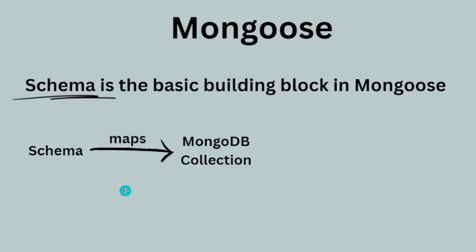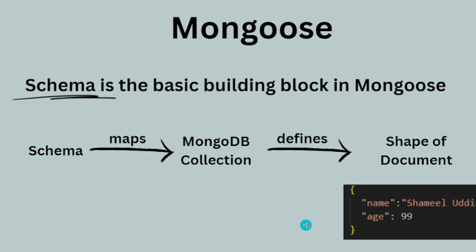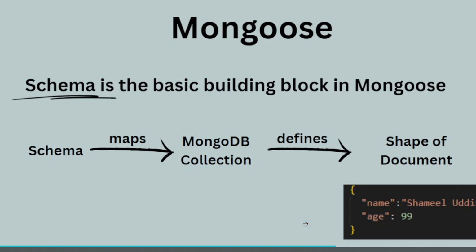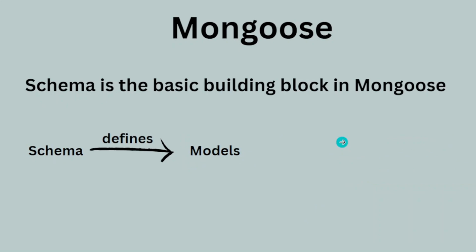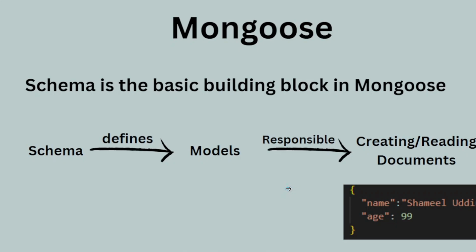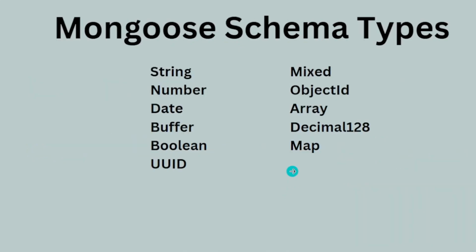So schema actually maps a MongoDB collection, which defines the shape of the document. So I can say that the very basic thing that physically exists is a document, and there can be multiple documents in a collection, and the shape of that particular collection is defined by the schema. So schema is actually the very basic building block to be used in Mongoose. In other words, schema defines models which are responsible for creating or reading the documents.